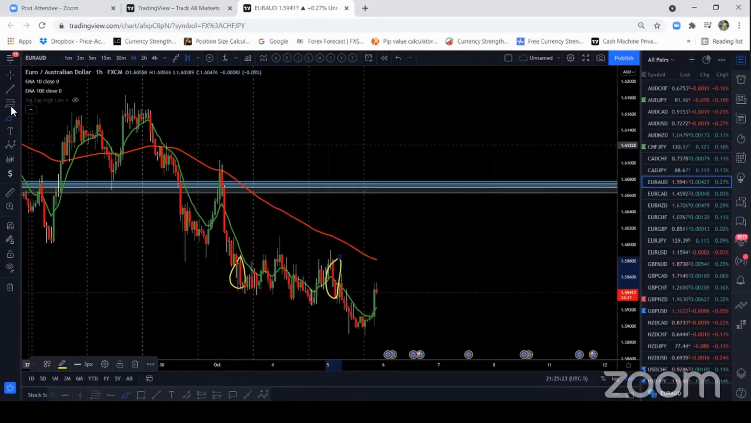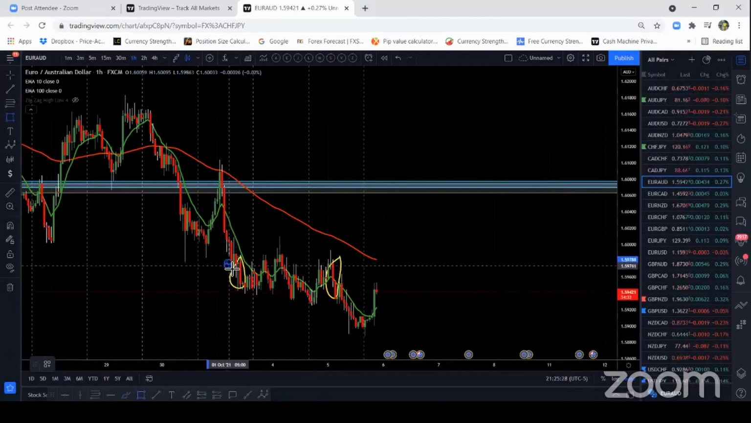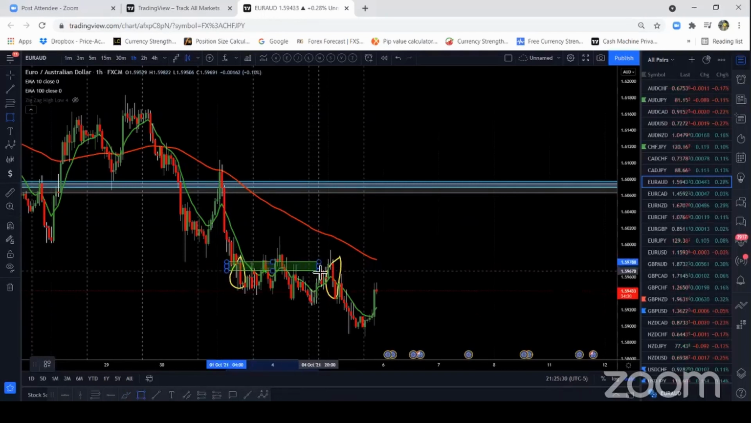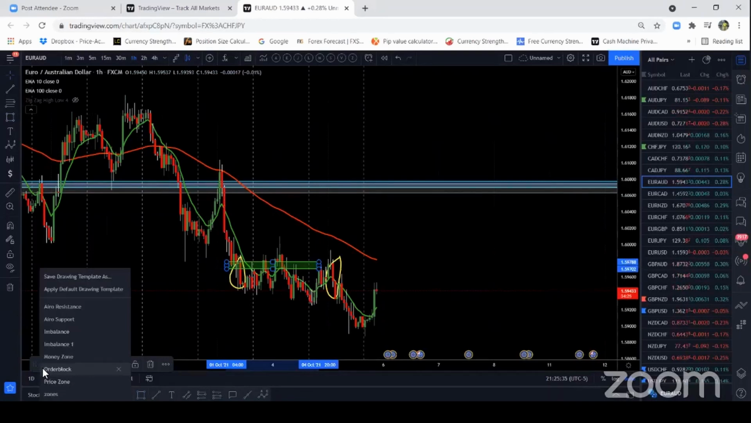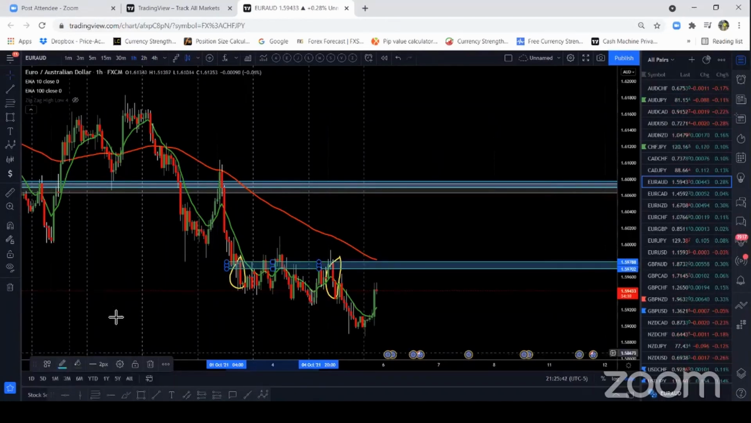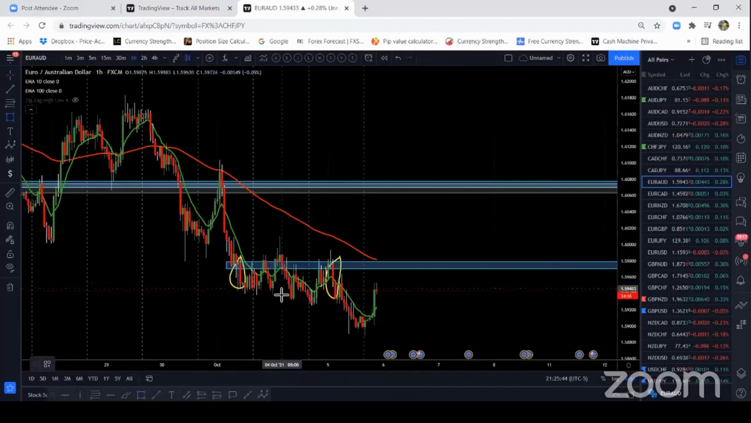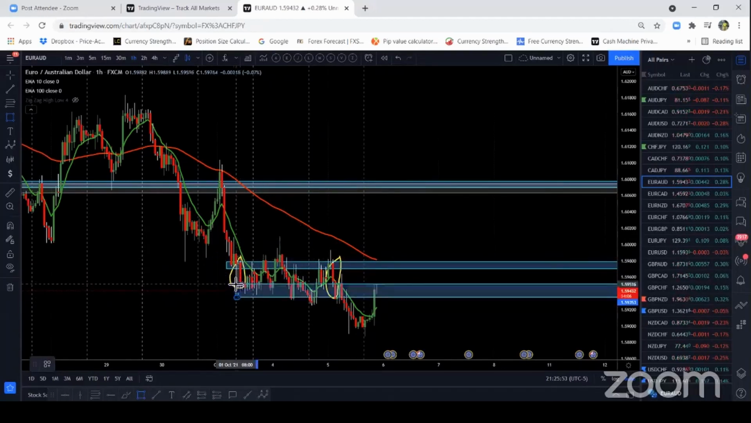So for me, the open would be an area for me, and then where this close would be an area for me. You see how you had two bigger candles, a lot of momentum, closing in that area. So that would be where it closed.